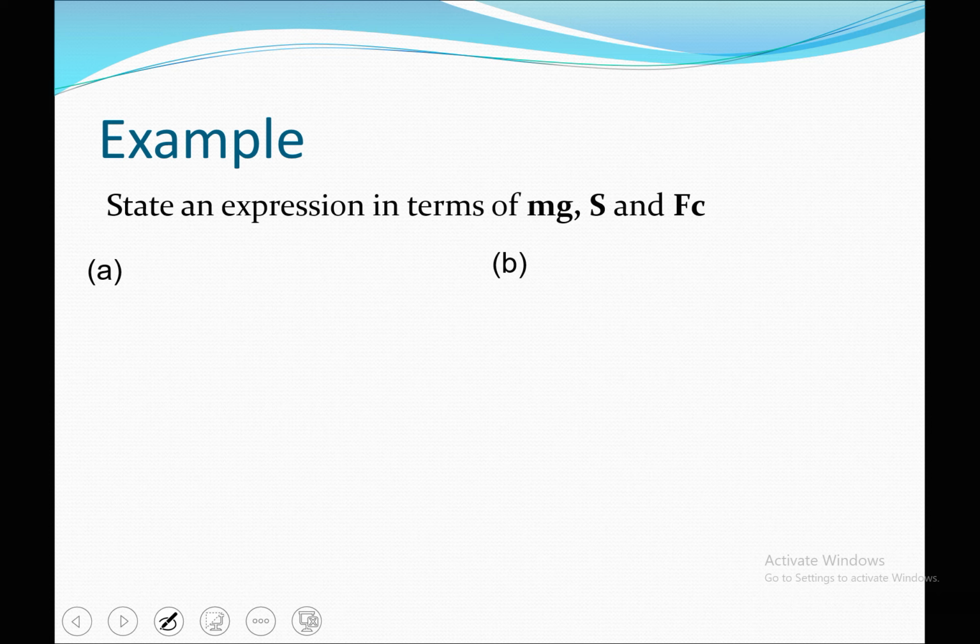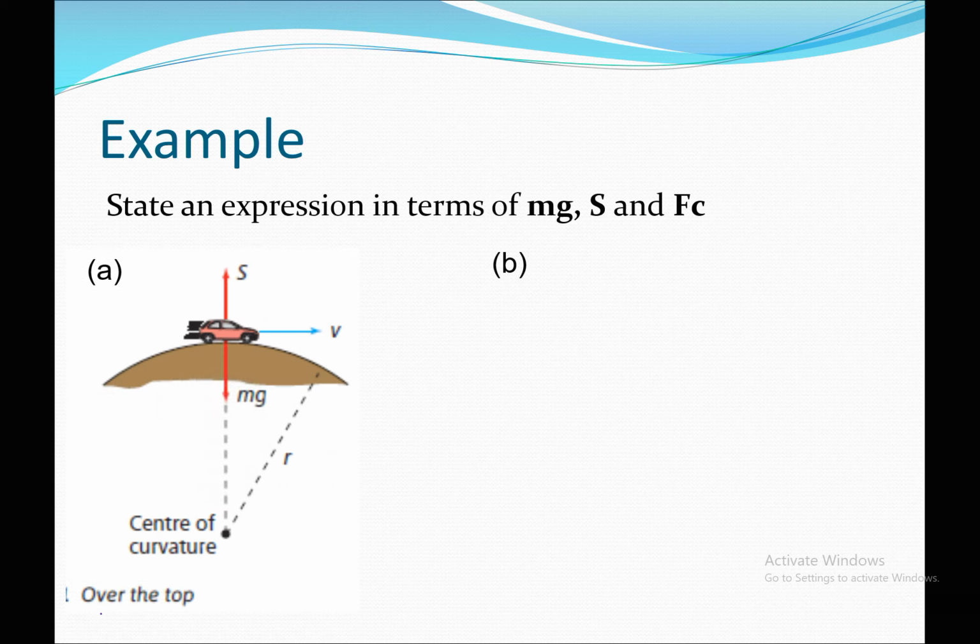Example number 2, state an expression in terms of mg, s, and fc. For A, we have a car which is moving around a circular path, and the center of curvature is here. The radius of curvature is r, and it is over the top. It is on the top of the circular path.